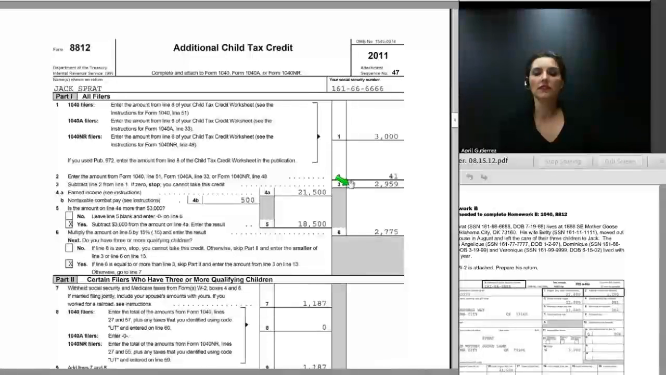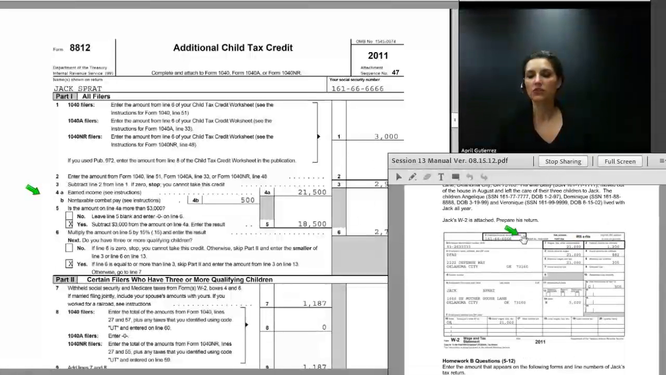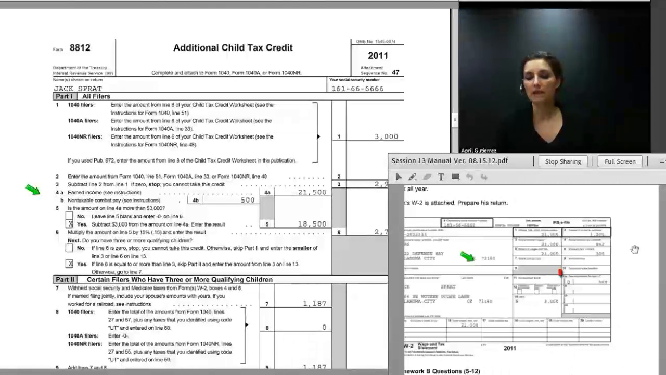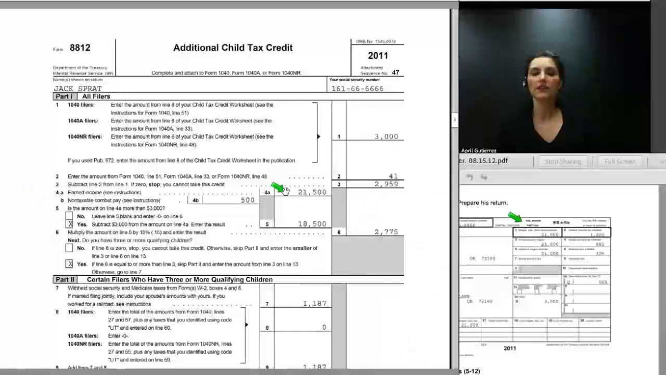We do need to take a look at some other items, and one of those items we need to look at is the amount of earned income that he had. When we go over to his W-2, we can see that his W-2 shows $21,000 of income, but that we have a code Q on his W-2, which is non-taxable combat pay. The non-taxable combat pay can be used to increase his income for purposes of calculating the child tax credit as well as the earned income credit. So even though the W-2 says $21,000, we're actually going to enter $21,500 in the space provided and indicate how much of that $21,500 is because of the combat pay.